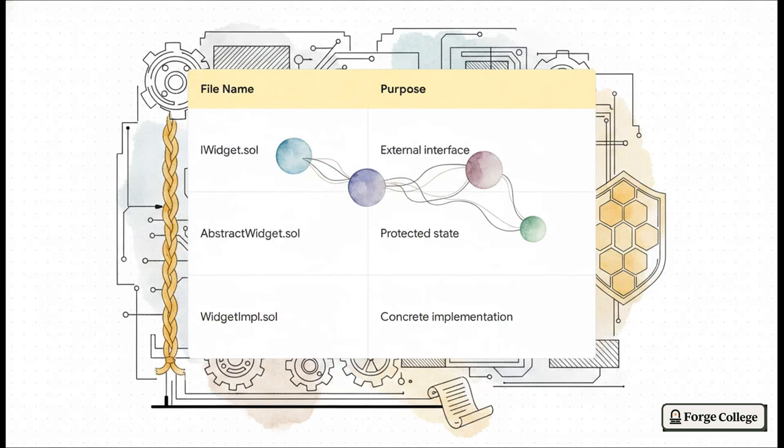Okay, let's summarize this entire architecture, because honestly, understanding this exact three-file layout is absolutely everything. It forms the ultimate scaffold for our modular engineering blueprint. First, iWidget.sol is your external interface, containing only signatures and events. Second, abstract widget.sol is your protected state, your shared security logic, and those crucial internal virtual hooks. And finally, widget implement.sol is your concrete implementation, demonstrating the actual extension logic. This specific trifecta right here is literally the absolute gold standard for contract modularity in the Web3 industry.